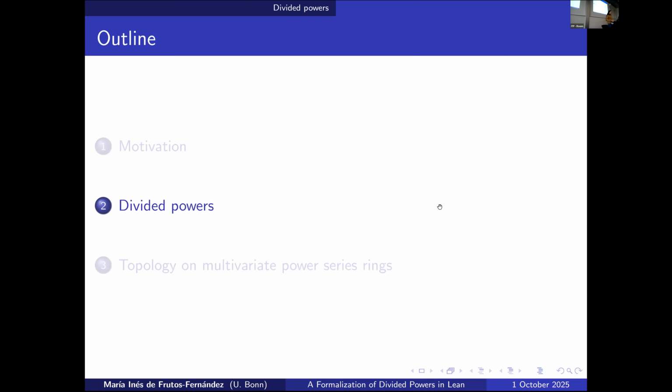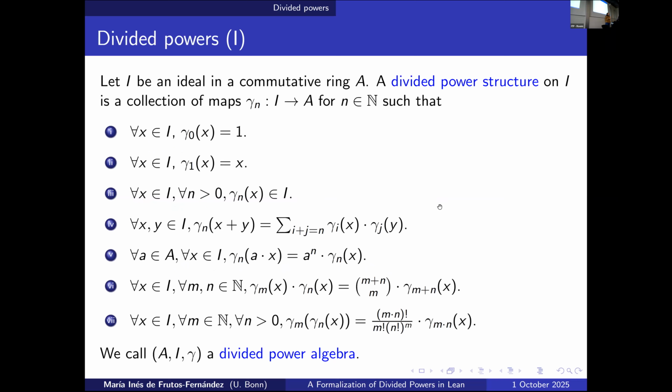Okay, so let's make this precise. I said before that divided powers is just a family of maps that behaves like x to the n over n factorial. That's exactly what this is, but it is made precise by these 7 axioms. We are going to start with a commutative ring A and an ideal I inside A. A divided power structure on the ideal I is a collection of maps from the ideal I to the ring A, indexed by the natural numbers, satisfying these properties. You don't need to read all of the properties in detail, but I will discuss some of them.